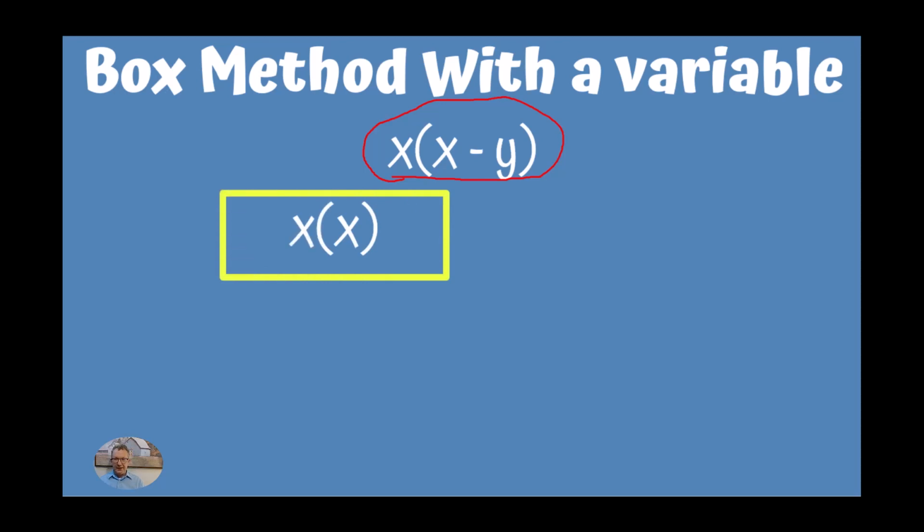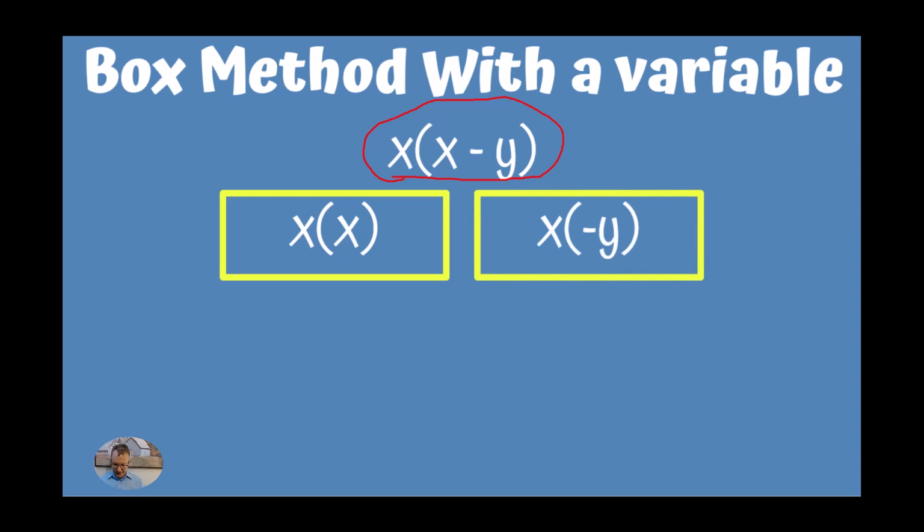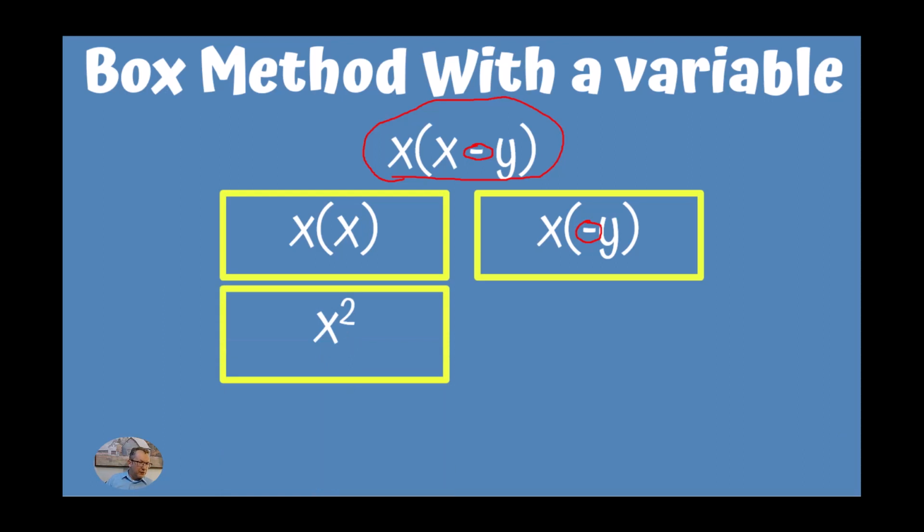X times x. What should be in the next box? Well, somebody said xy. Is that correct? Well, let's see. No, it's almost correct, but it's x times negative y. Once again, let's go ahead and circle that little negative sign so we just remember it's there. Now, what's x times x? Good, that's x squared. Then what's x times y? That's right, it's just, in this case, negative xy.